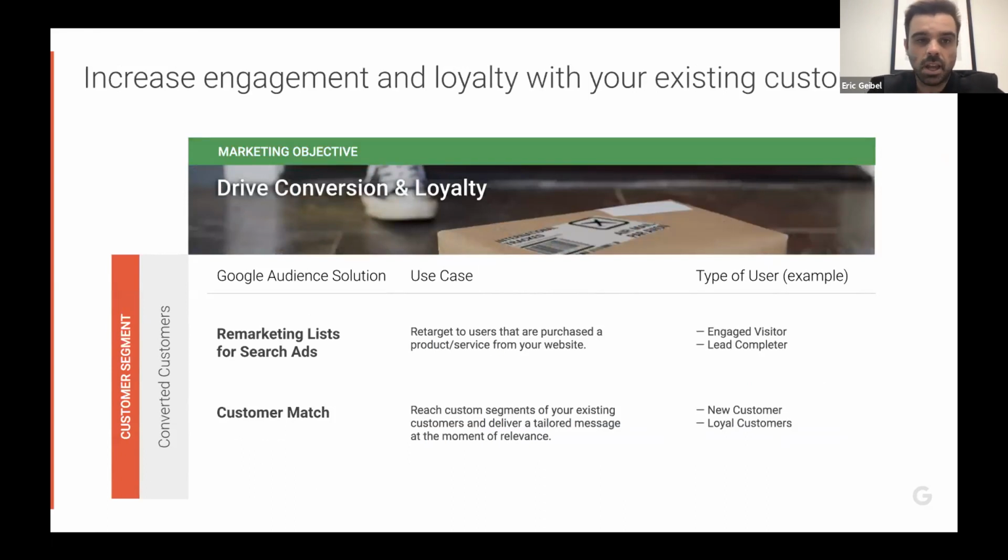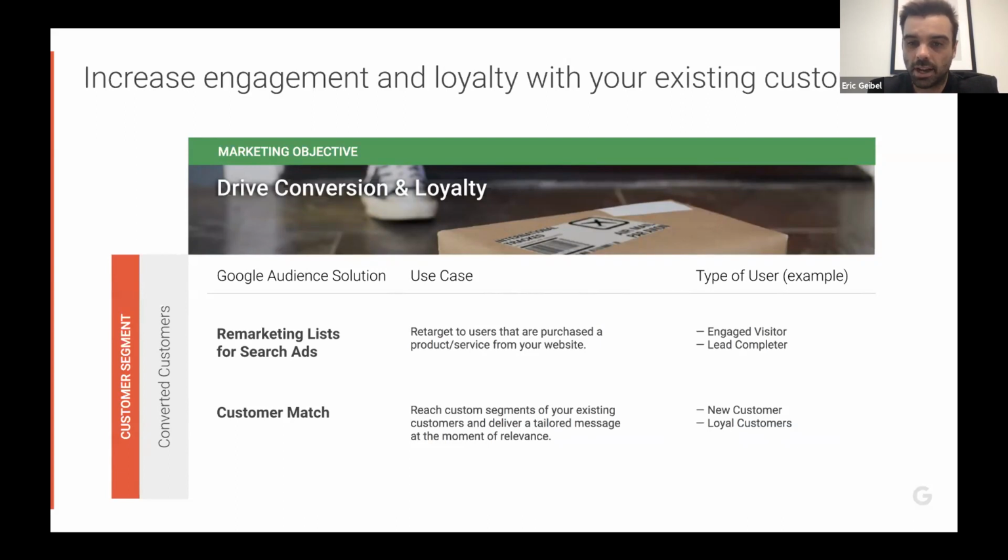The next piece is we really want to focus on driving conversion and loyalty. Again, we could utilize the remarketing list for search ads to do that. So basically a user that has gone to your website and is an existing customer, but they haven't actually taken action in the form of an energy audit. So we want to serve a specific message to those users.